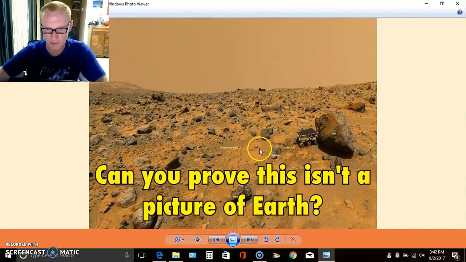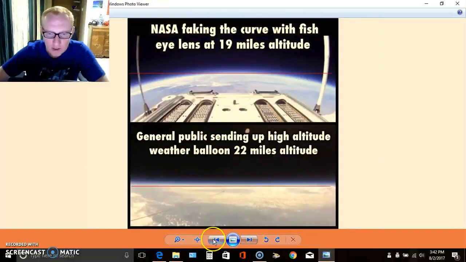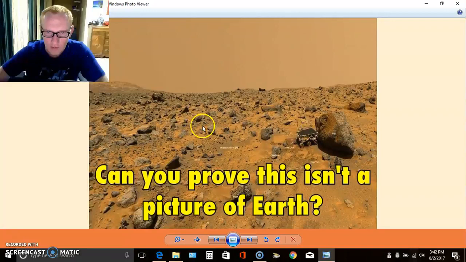Can you prove this isn't a picture of Earth? Can you prove that? Can you prove this isn't a picture of Earth? They got chipmunks running around and shit. Come on, people.